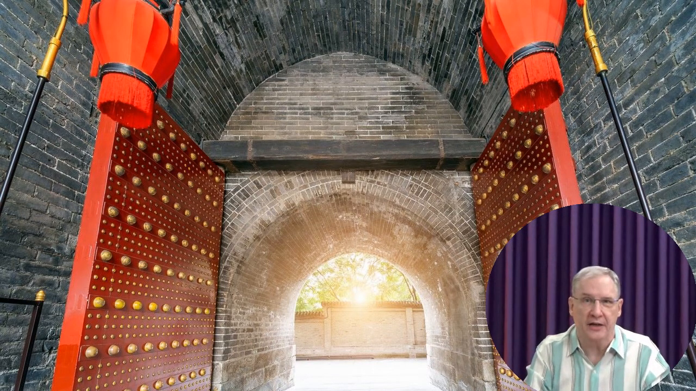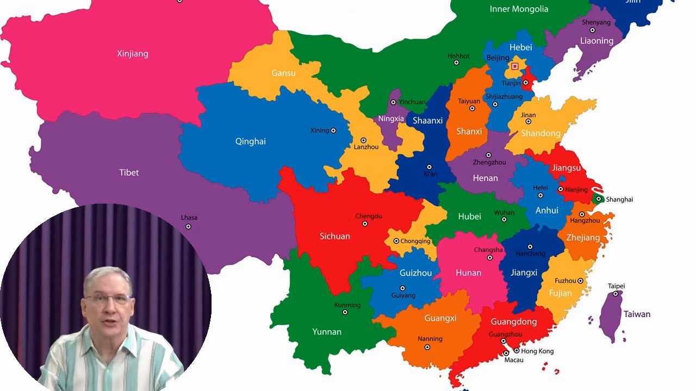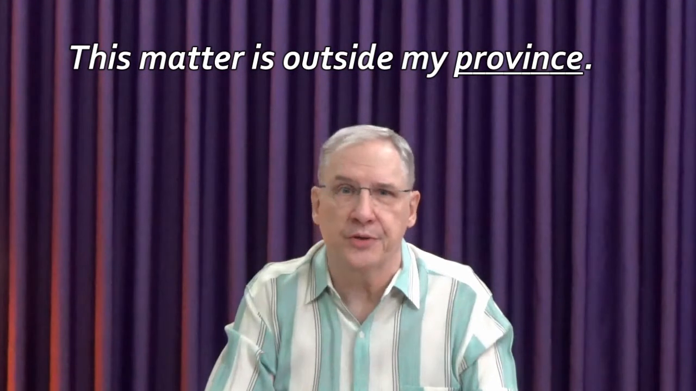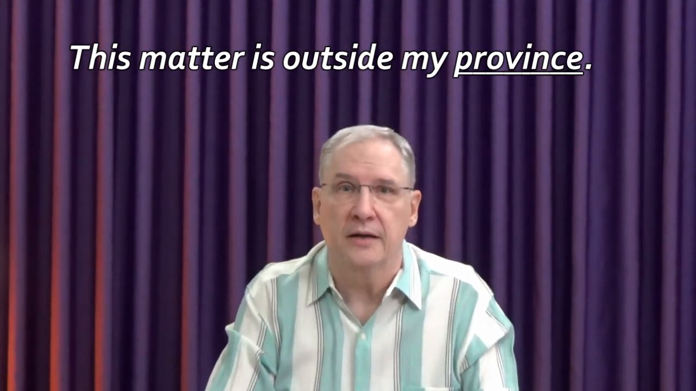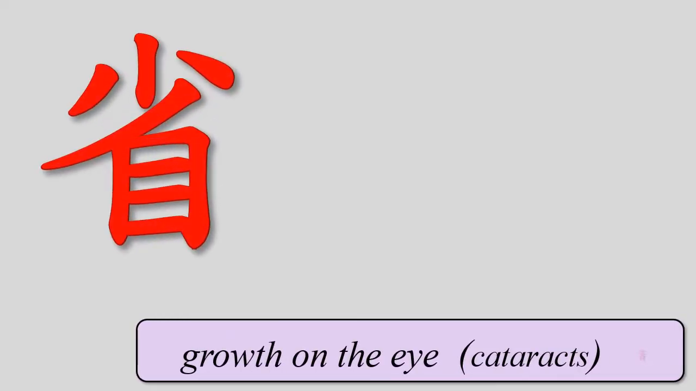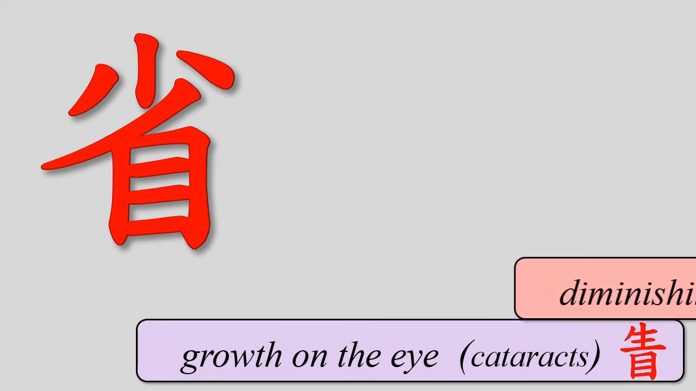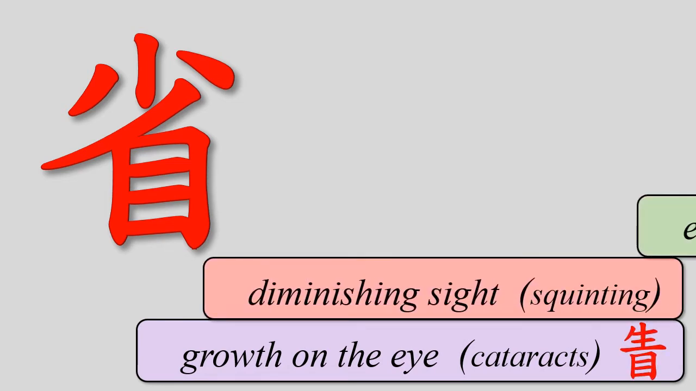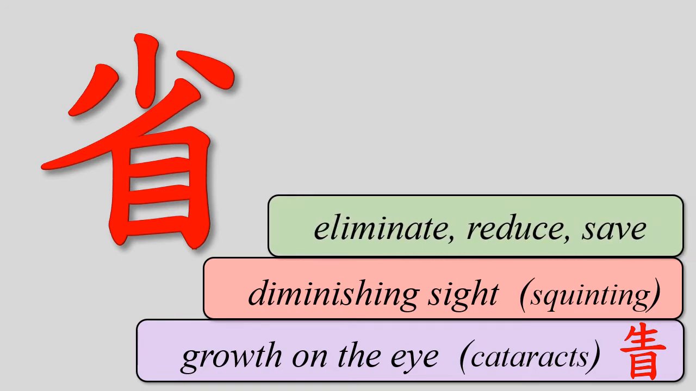The agency within the palace responsible for scrutinizing any and all arrivals was also called sheng. Later, this term was applied to any administrative agency or region under its control, giving us the modern word for province. Even in English, we can say, "This matter is outside my province," meaning outside my area of expertise or control. At first glance, these definitions may not seem related, but on taking a closer look, the sense development is quite logical. Follow the progression in meaning of sheng.